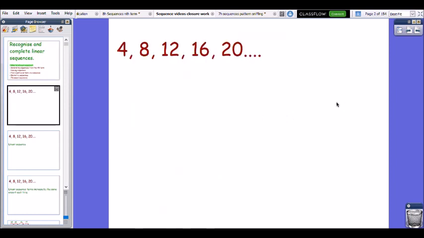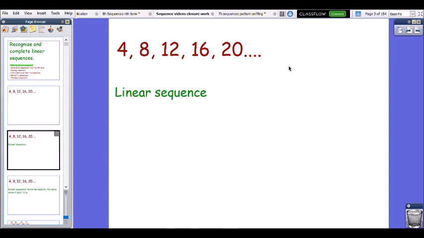Okay, let's begin by looking at these numbers on our screen. Do we recognize these numbers? Hopefully we do. These are our 4 times tables, and this is an example of a linear sequence. I wonder if you can guess, what does a linear sequence actually mean? A sequence is like a pattern of numbers that follows some particular rules. What is the rule of this sequence?